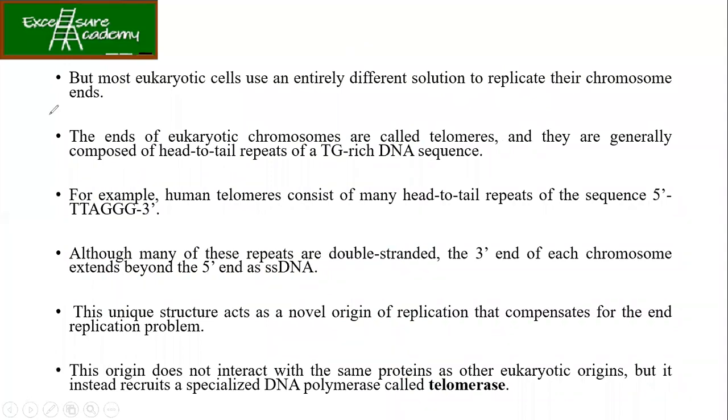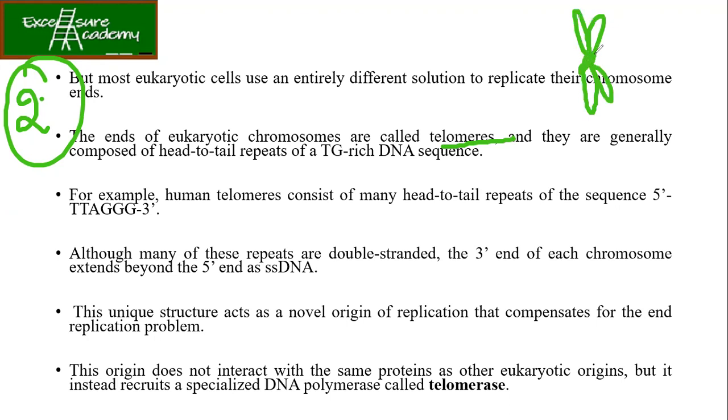Now in the second scenario, which is happening in the case of the eukaryotes, like your and my cells, this is how it works, okay? So the ends of the eukaryotic chromosomes are called the telomeres. As we always draw a chromosome like this, we say the centromere is here and at the ends we say that telomeres are present, okay? And these telomeres are head to tail repeats rich in TG-rich DNA sequence. Okay. For example, human telomeres consist mainly of the sequence 5' TTAGGG.